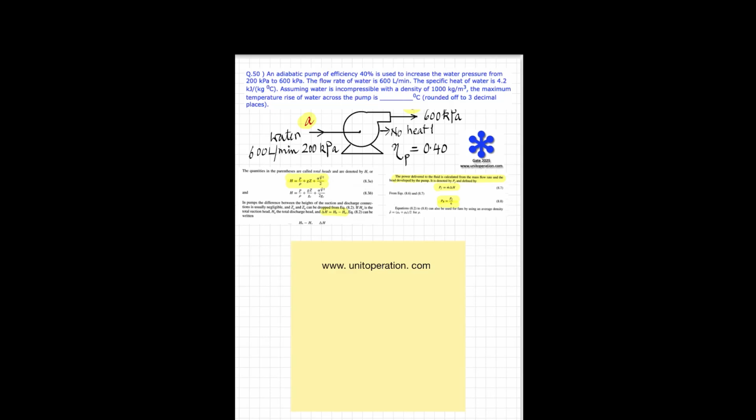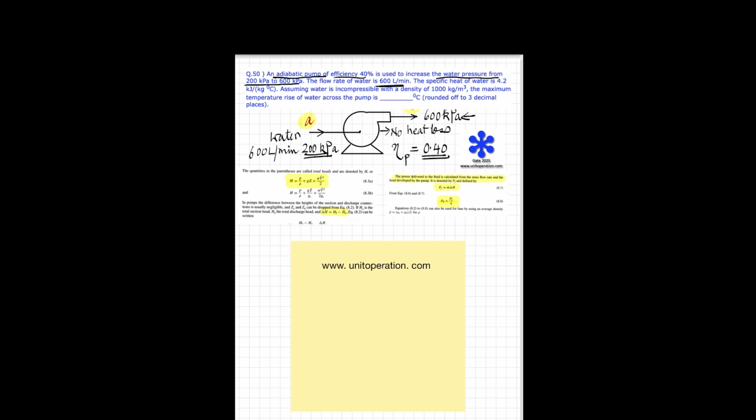Question 50. An adiabatic pump, so this is an adiabatic pump, no heat loss, of efficiency 40%, is used to increase the water pressure from 200 kilopascal to 600 kilopascals. The flow rate of water is 600 liters per minute.